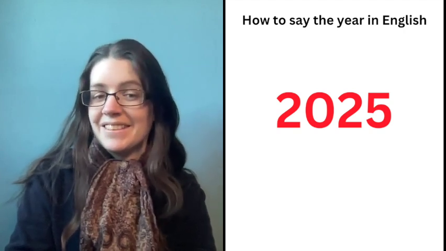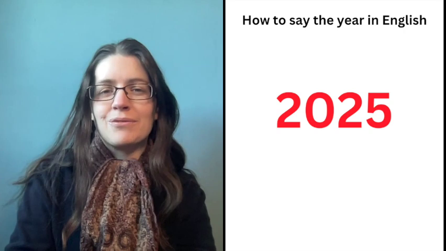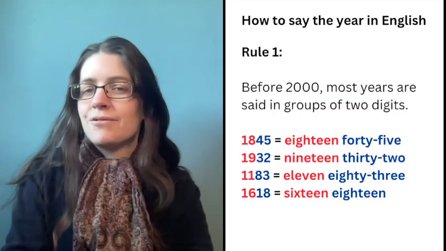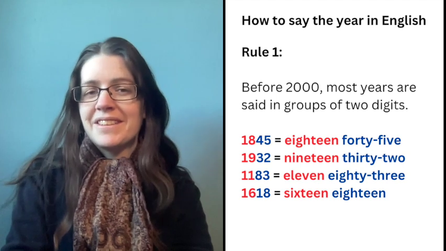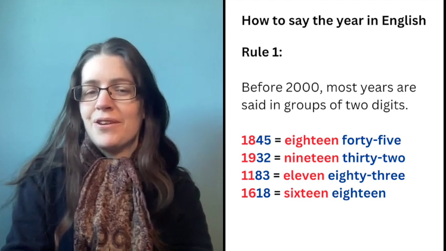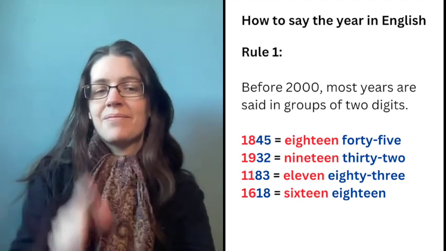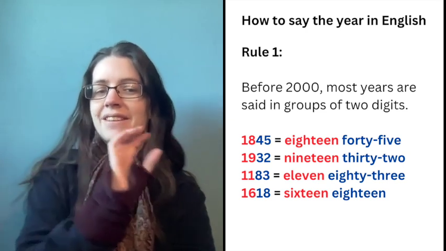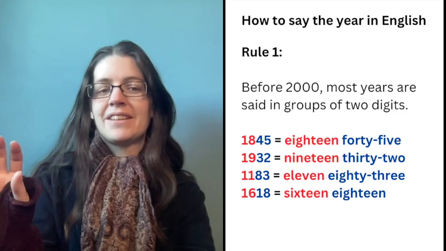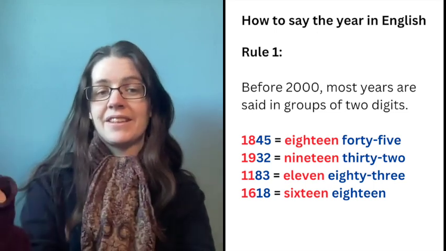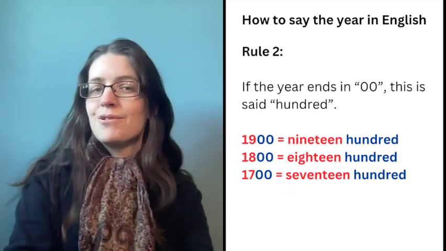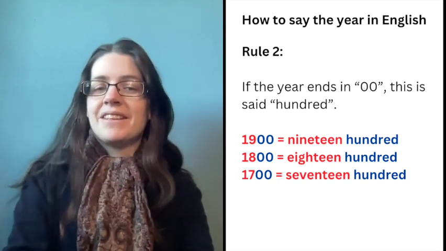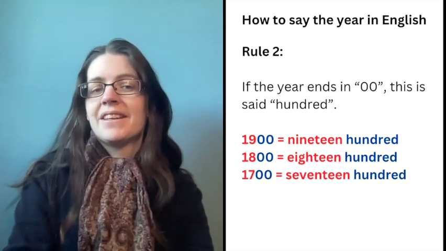Okay, let's get started. So, first of all, we'll look at years before the year 2000. Rule number one, most years are said in groups of two digits. 1845, 1932, 1183, 1618.